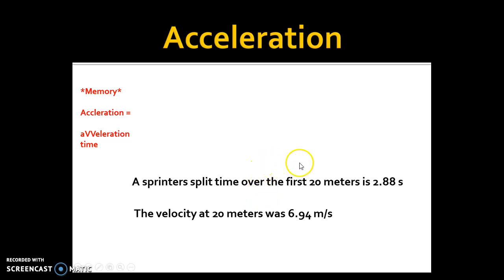Okay, so you're working out then, which you'll always need to do. You should have something along the lines of this. So let's have a look. You should have had 6.94, which is the end velocity, take away 0, which is the initial velocity, equals 6.94 meters per second. Then you've got to divide it by 2.88. Okay, so 2.88 seconds was the time taken for this velocity to be reached. Therefore, it equals 2.41 meters per second squared.